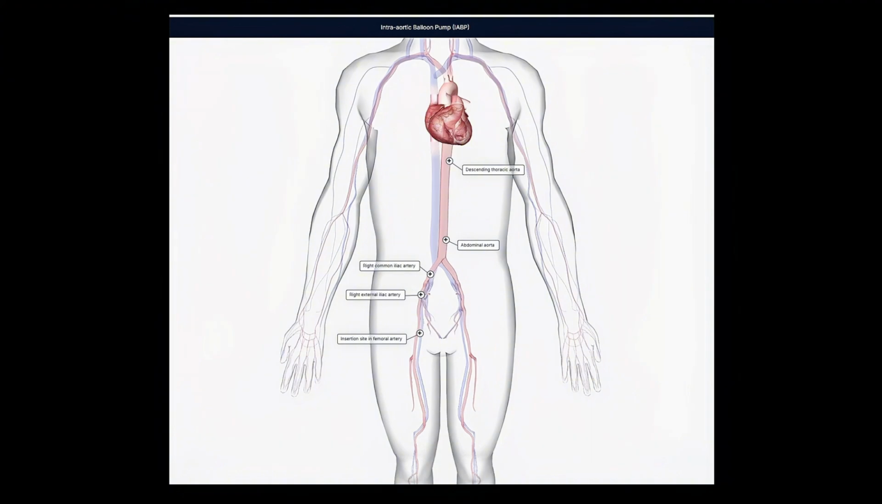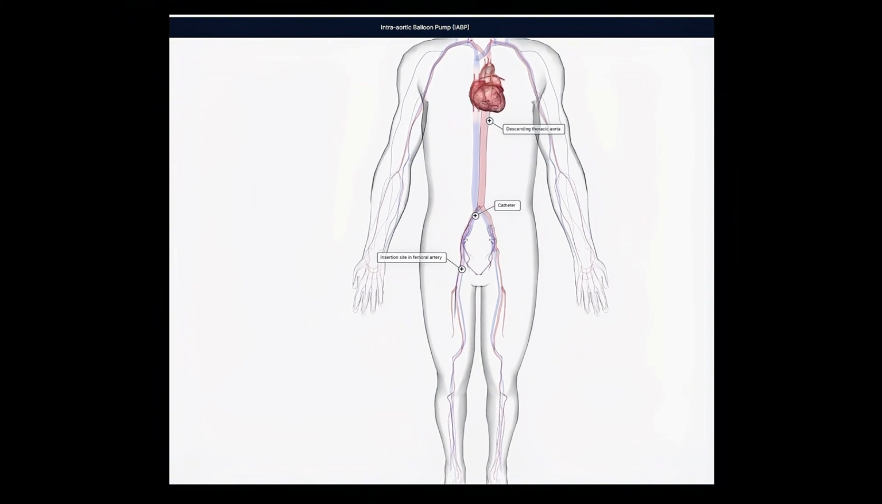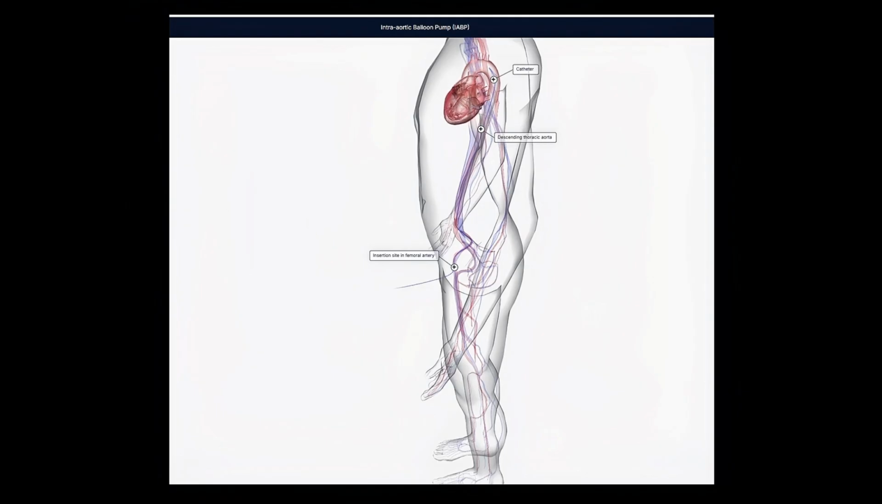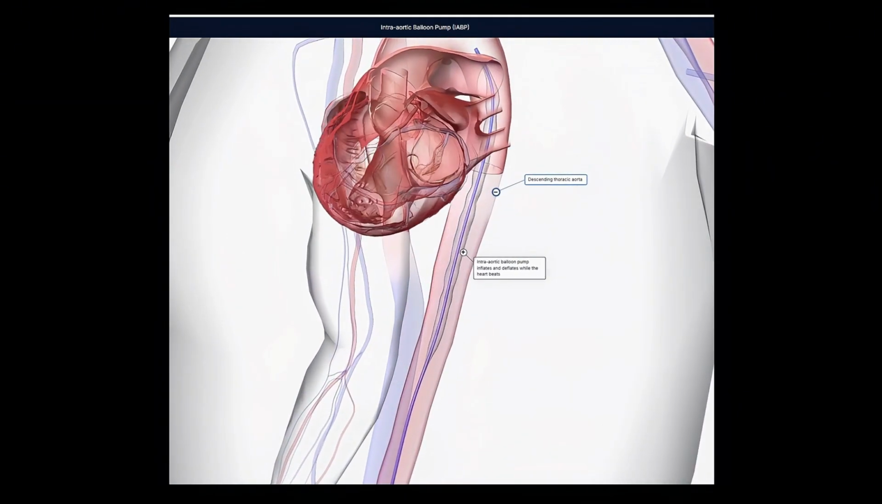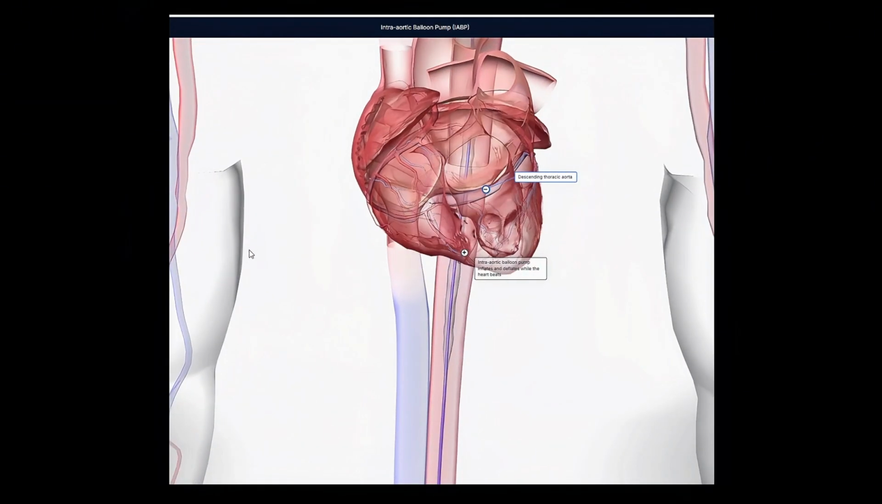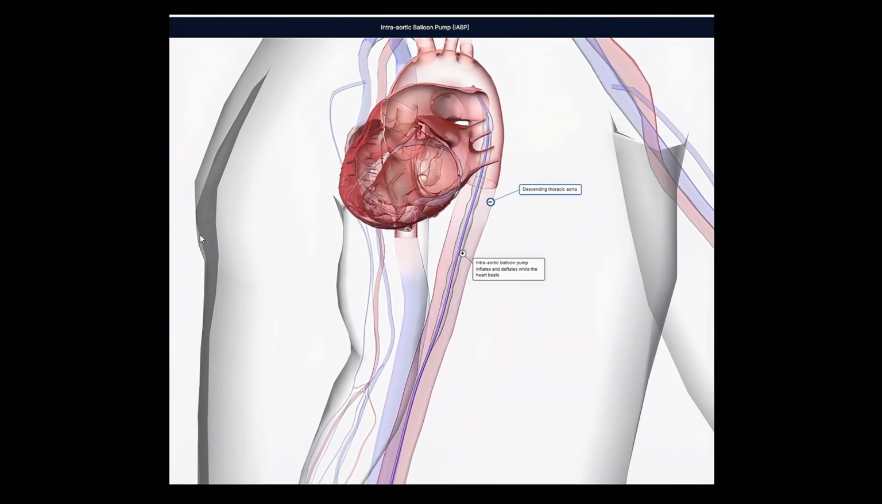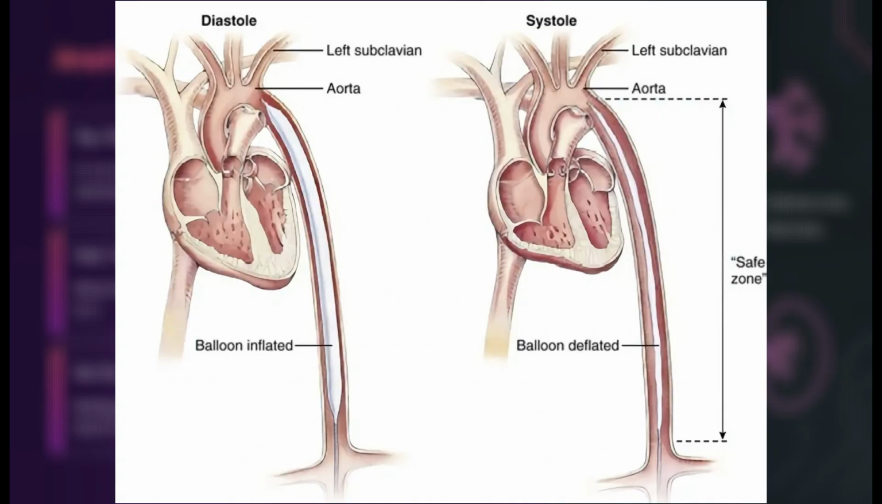Let's talk real estate. You slide this catheter up the femoral artery and park it right in the descending aorta. But placement is incredibly precise. The tip of the balloon has to sit just distal to the left subclavian artery, and the bottom of the balloon must remain superior to the renal arteries. Why? Think about the physiology of what happens if it migrates.